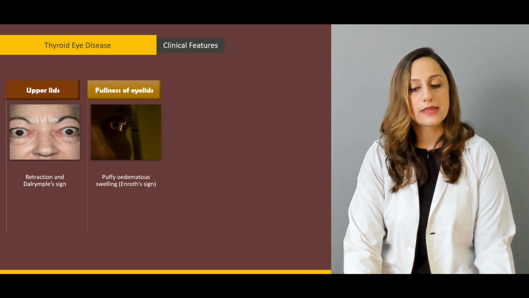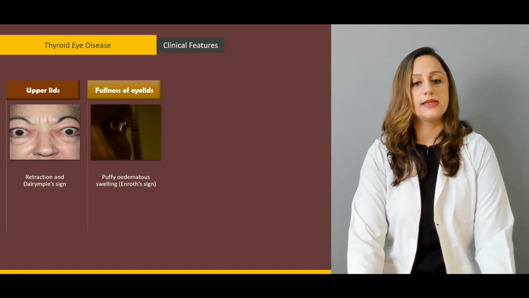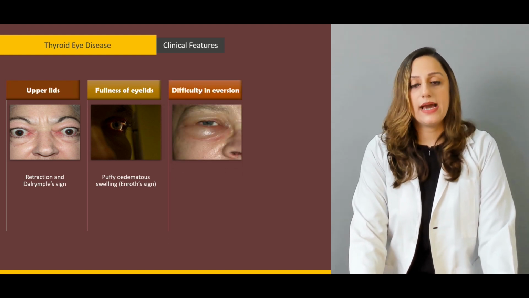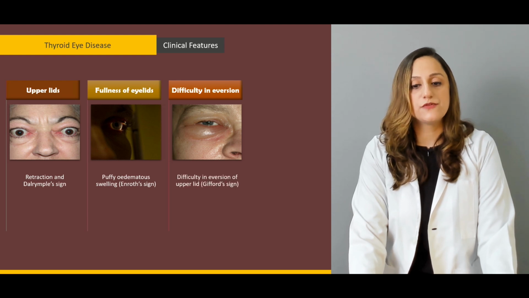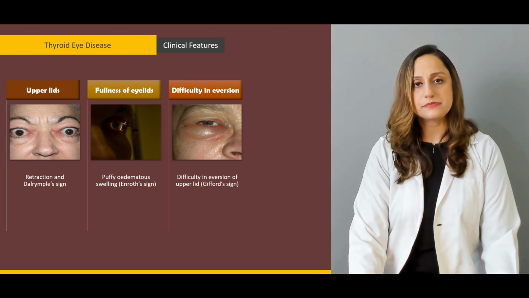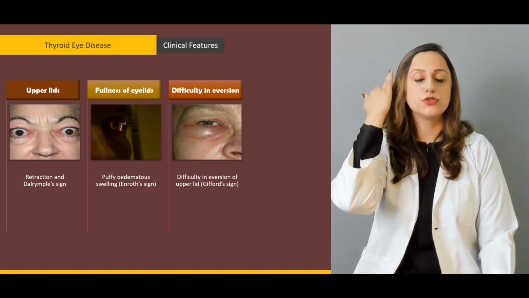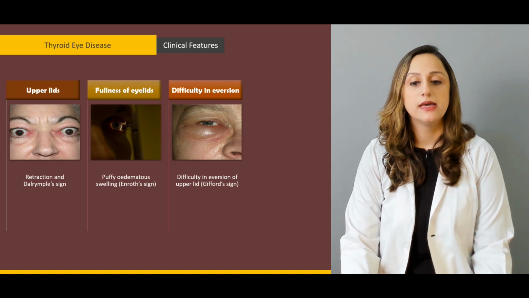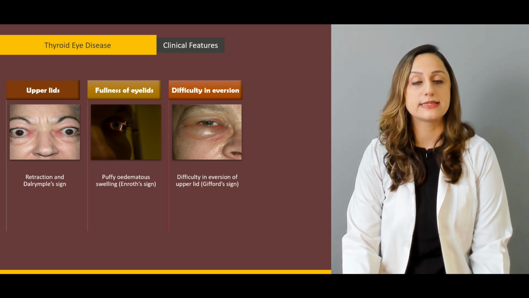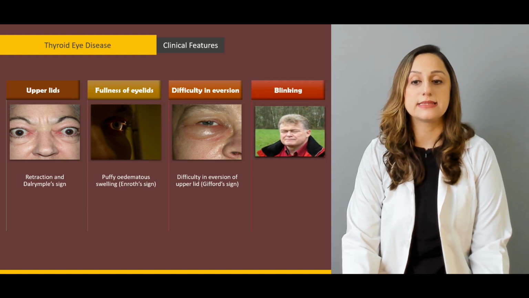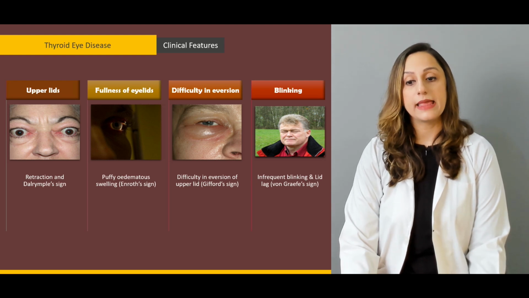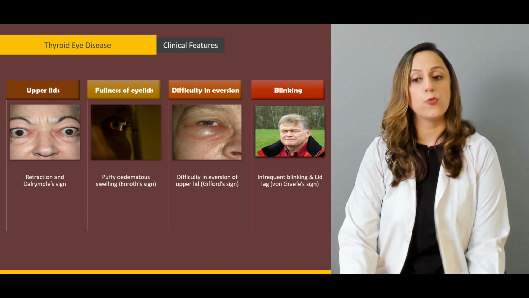Then the patient can be subjected to the fullness of the eyelids, known as the puffy edematous swelling, and that is also known as the Enroth's sign. We have the difficulty in eversion of the upper lid mostly. That is usually due to the fact that the upper lid is easily retracted in patients, and if it is not retracted, then we call it the Gifford's sign in these patients, as well as the blinking is affected. And there is an infrequent blinking and lid lag, which is known as the Von Graefe's sign.